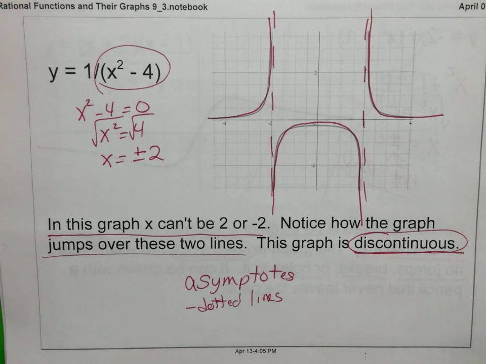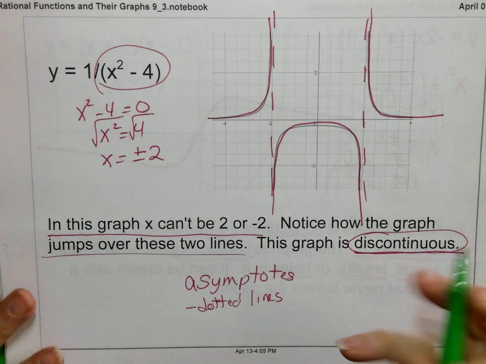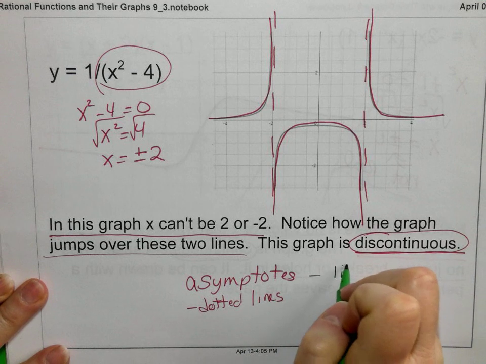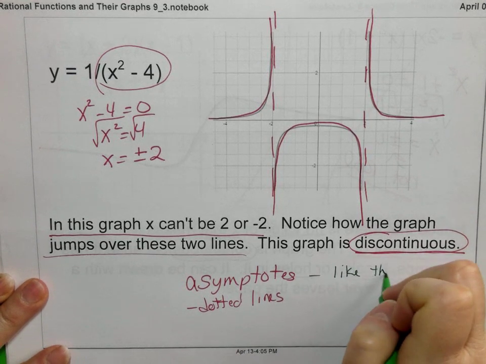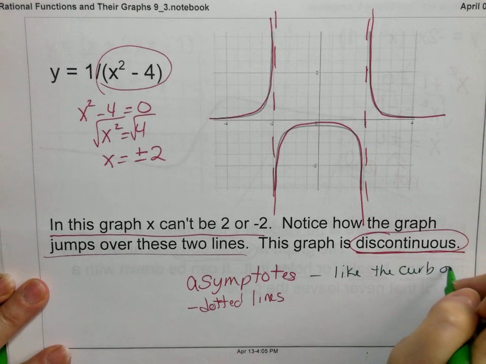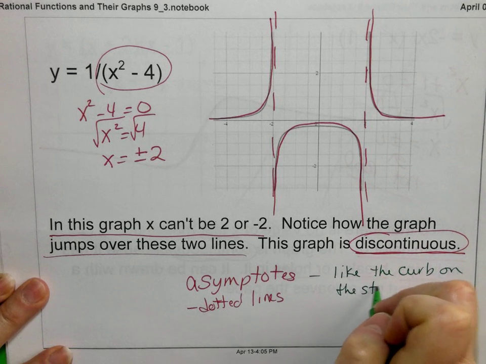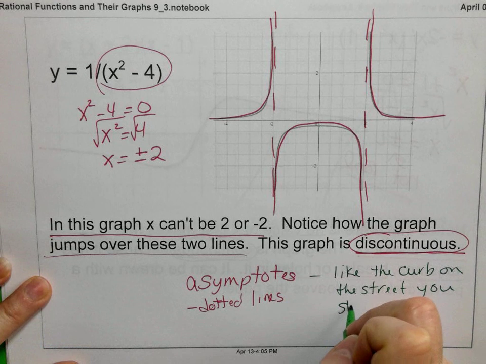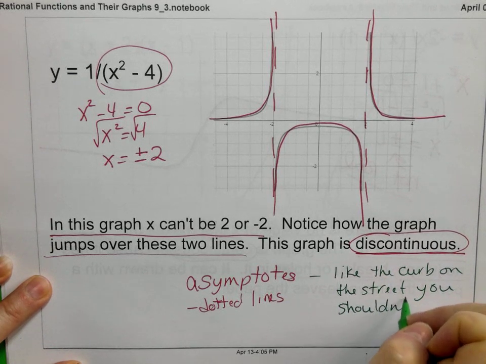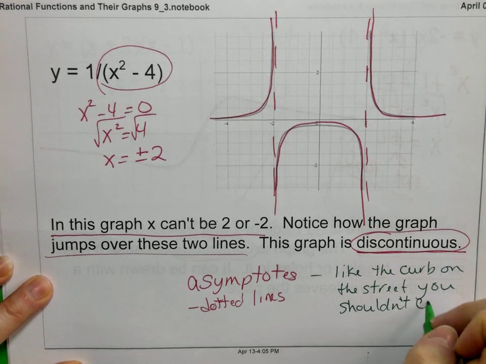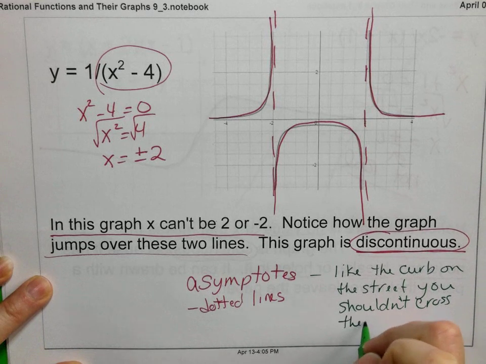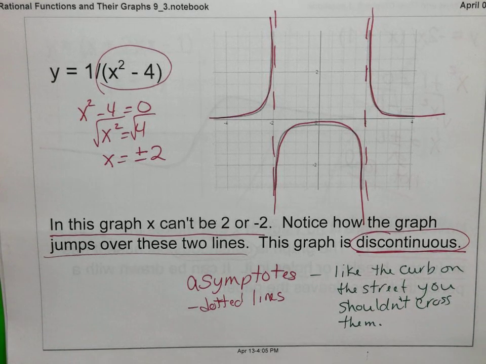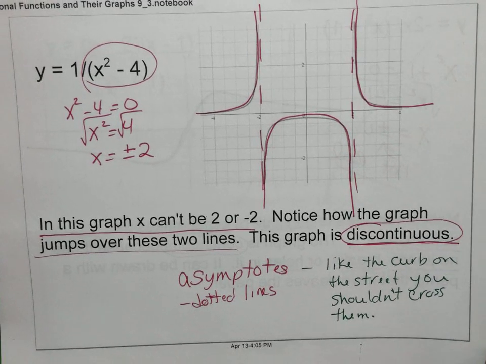Asymptotes, I call them the curbs. Like curbs on the street. You shouldn't cross them. Okay, jumping the curb is not safe with your car. It's not a good thing to do. So be careful. Don't jump the curbs.